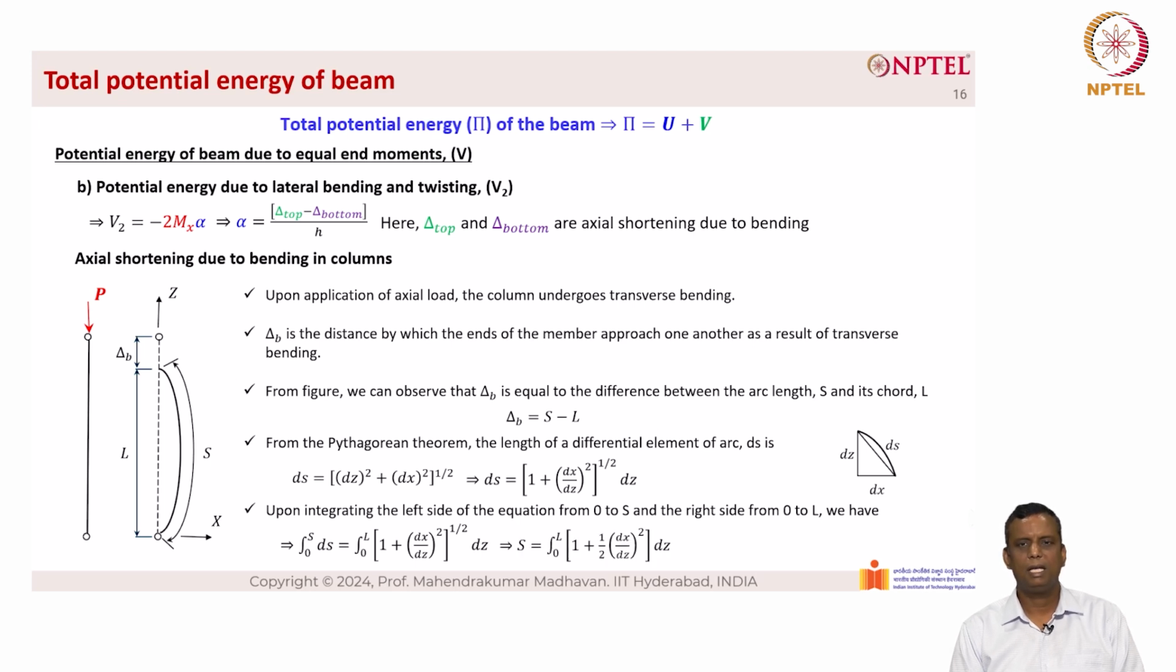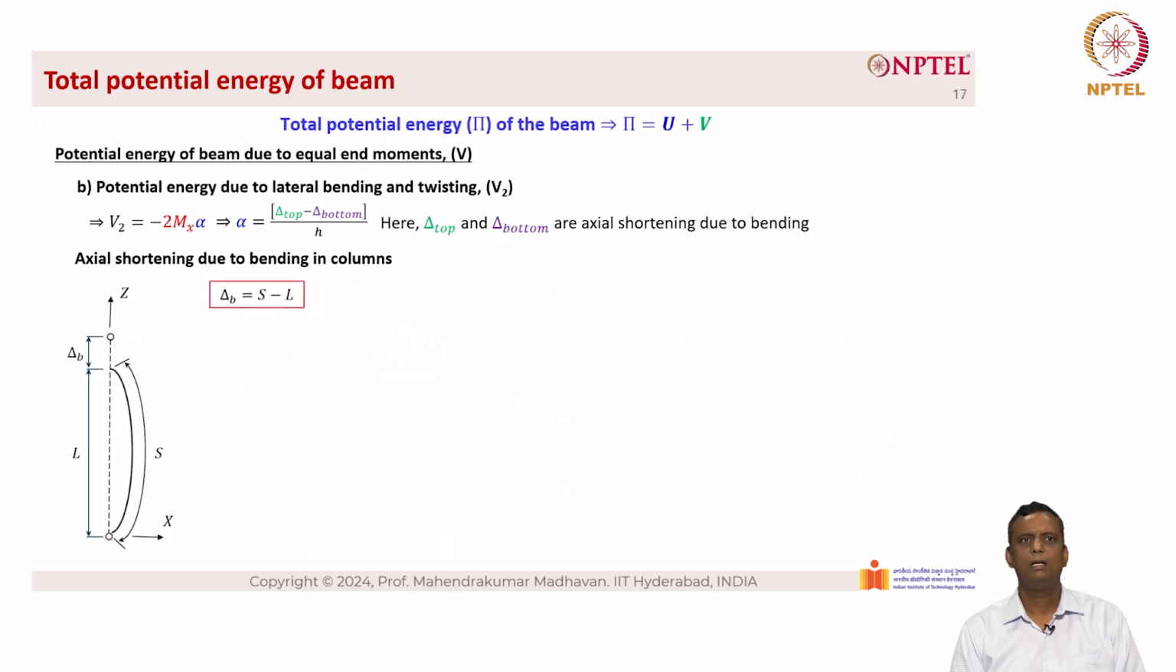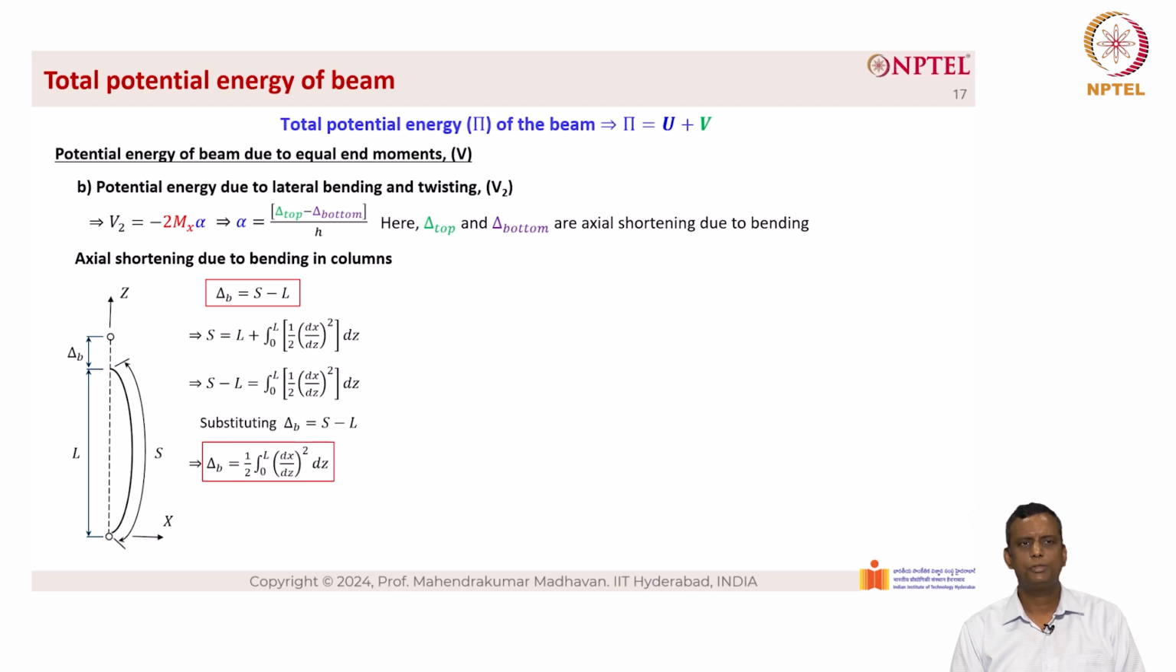So we have s equal to integral 0 to L of (1 plus half into (dx by dz) the whole square) into dz. Now s is given as L plus integral 0 to L of half into (dx by dz) the whole square into dz. Now delta B equal to s minus L. So s minus L is given as integral 0 to L of half into (dx by dz) the whole square into dz. Now substituting delta B equal to s minus L, we have delta B equal to half into integral 0 to L of (dx by dz) the whole square into dz.